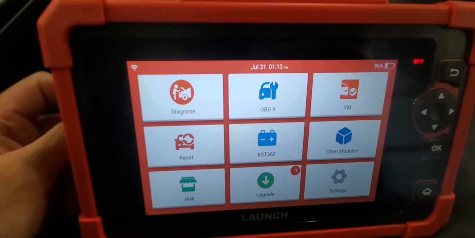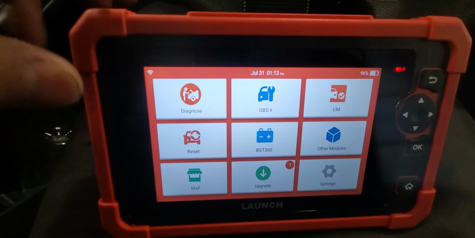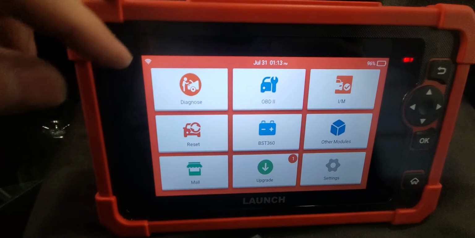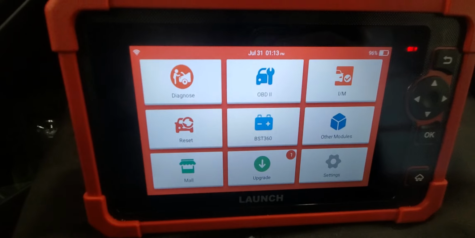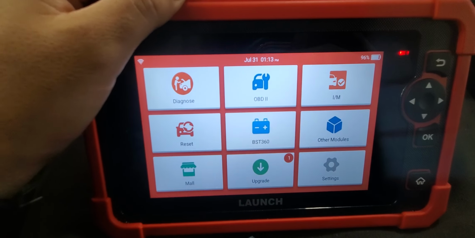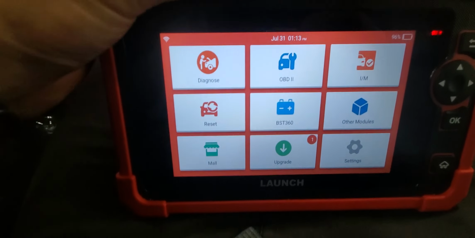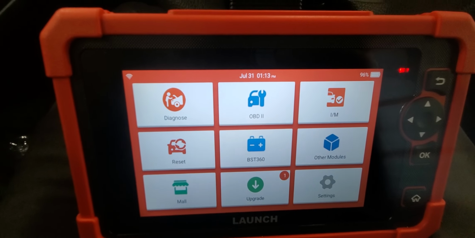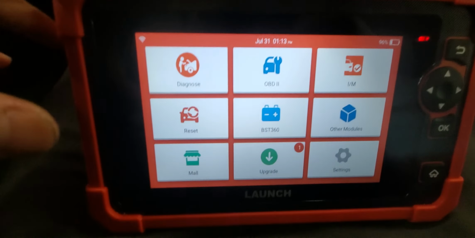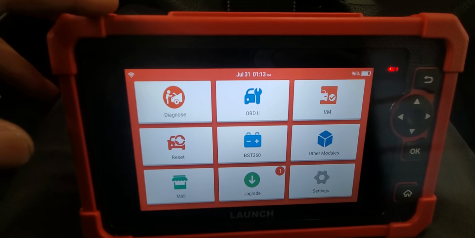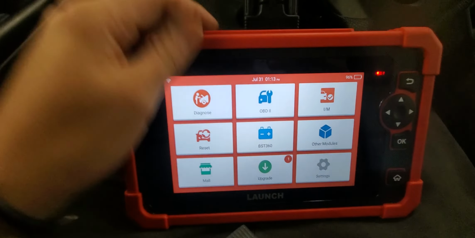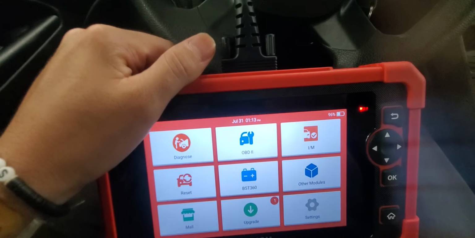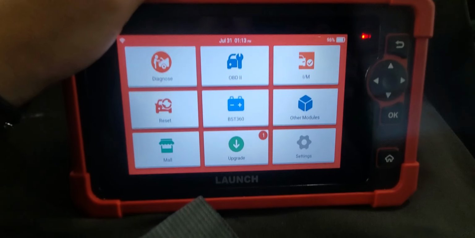The relay was fine. I jumped the relay manually and the clutch would engage, but I just was not getting the signal to the relay to activate the clutch. So I knew there was a problem there. At first I thought it was a bad body control module, but that was not it.